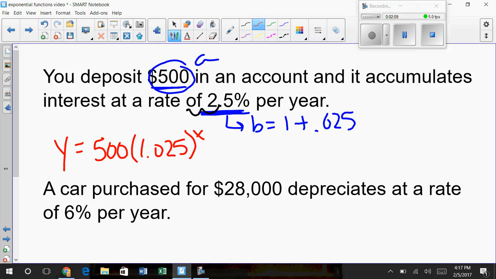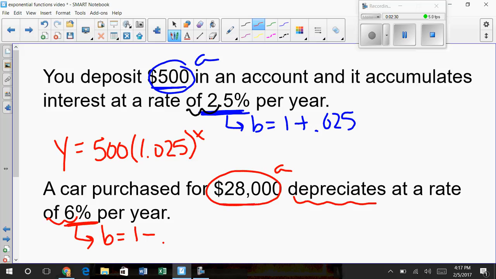Okay, so in the second example, we have exponential decay going on. So you're told that a car is purchased for $28,000, and then it's depreciating, which is another way of saying it's losing value, at a rate of 6% per year. So very similar, right off the bat, we know that this is our A value. And since it's depreciating, we're going to take that same sort of model, but this time do 1 minus whatever our percent is as a decimal. Since this is also a single digit, we get that 0.06.